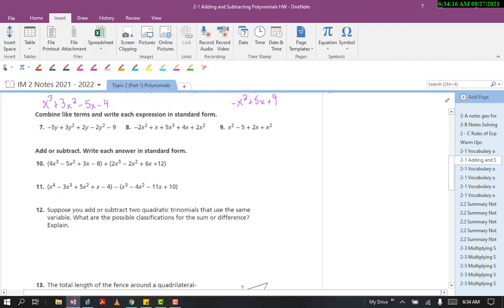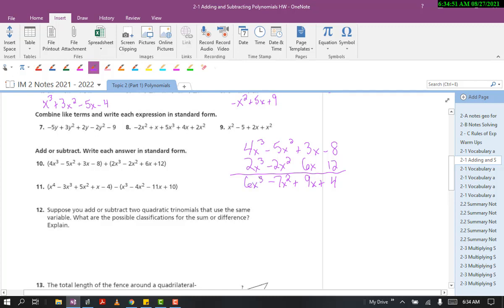So 10, where we add, all we're doing is we're adding like terms. If it helps, you can line it up so that we make sure that we get the right things added with the right things. So just writing one above the other, and then we can just add straight down. Negative 8 and 12 is 4, 3x and 6x is 9x, negative 5x squared, negative 2x squared is negative 7x squared, and 4x cubed and 2x cubed is 6x cubed.